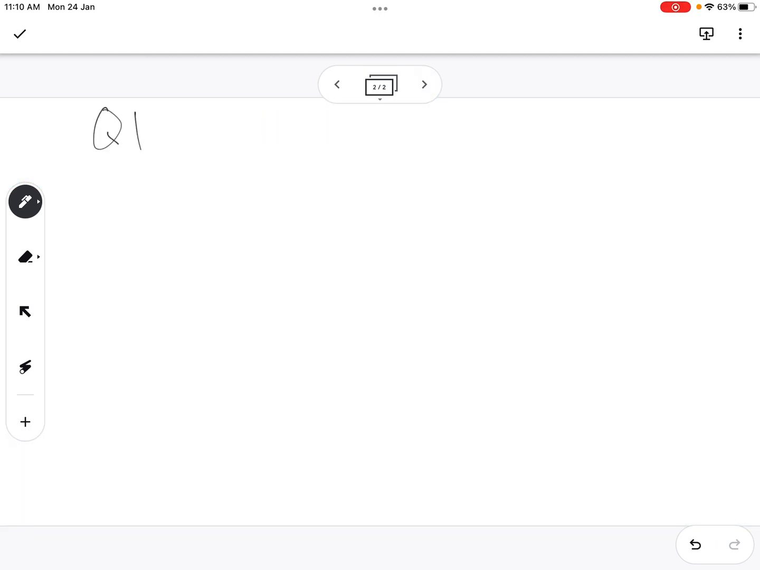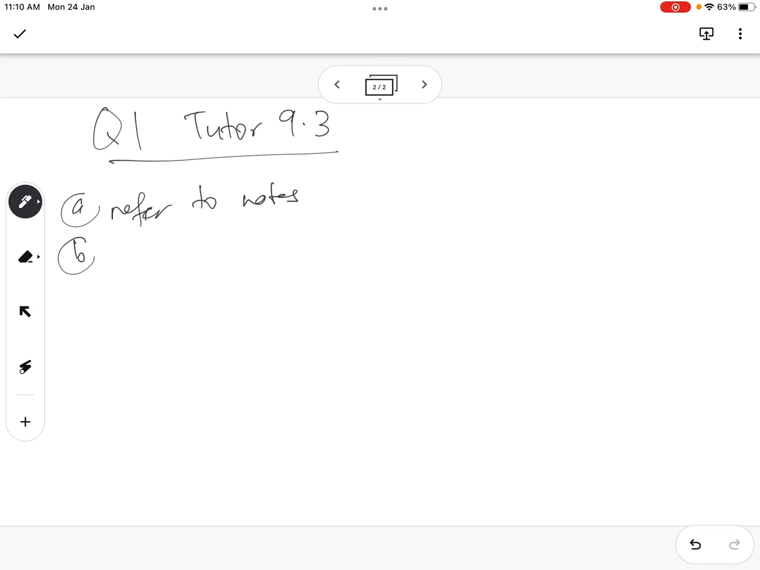Question 1, Tutorial 9.3. Okay. Question 1 Tutorial 9.3 A. State Hess's law. Kita dah baru bincang, so you can refer to notes, the definition. Now we look at question B. So they give you a series of equations. So first we write the series of equations.